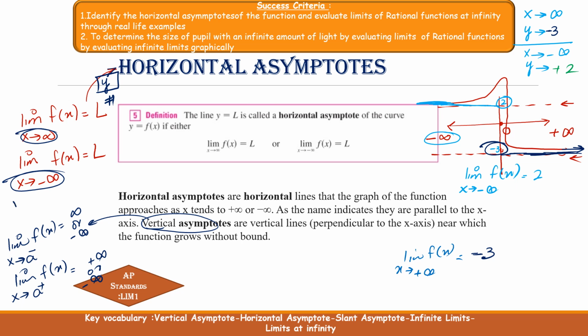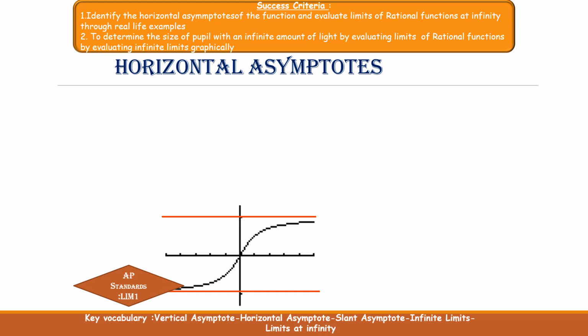Whereas in a vertical asymptote, the x is approaching a number, whereas the y value is infinity or negative infinity. Look at the graph and can you write the expressions, or the limit equation to express this graph? Yes, I can write it. How will I write it?